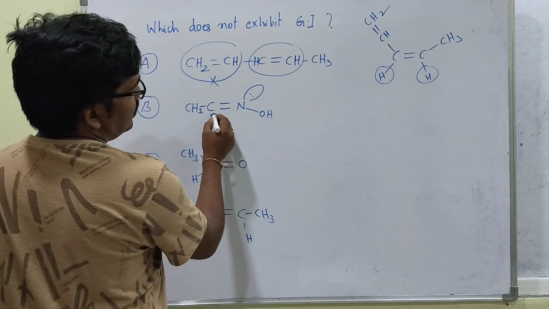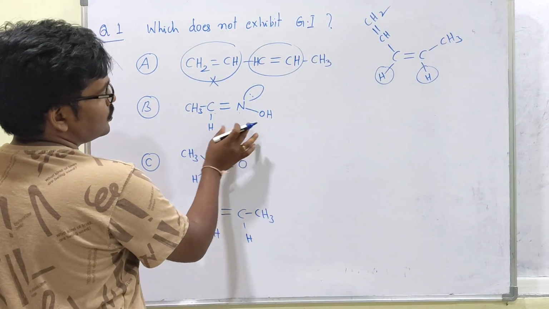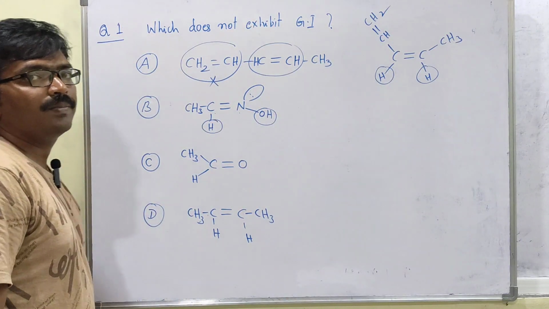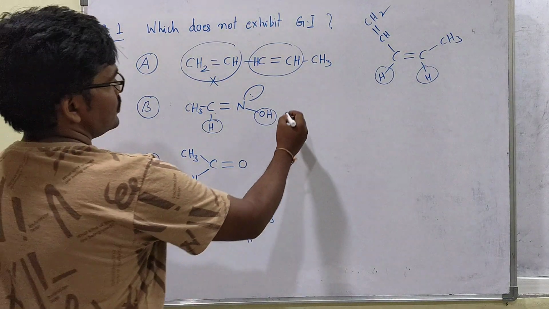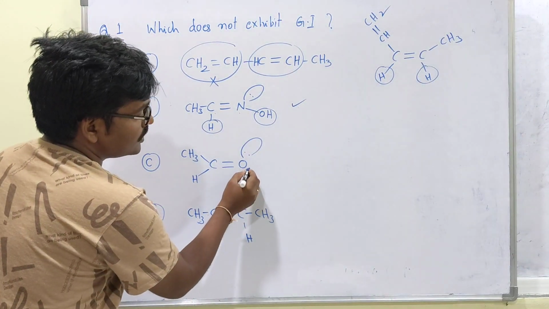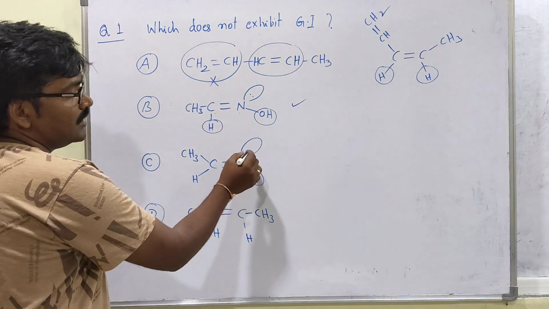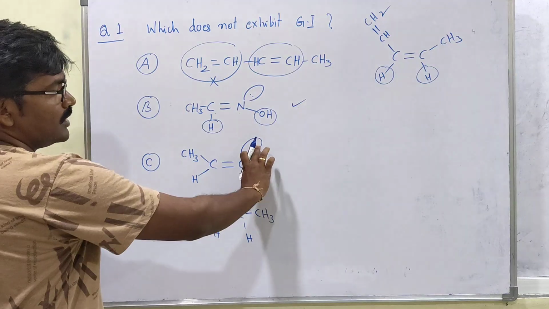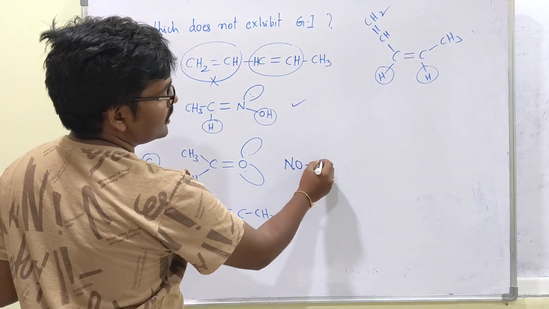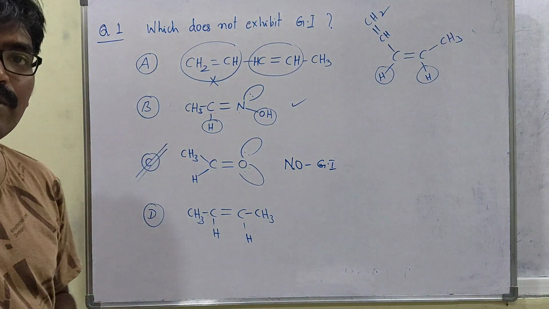Even this has a double bond with restricted rotation, then H and OH considered, so they are on the same side. Can it exhibit or not? Yes, it can exhibit. Here it cannot exhibit geometrical isomerism because electron density will be there on both sides. Oxygen is attached, here a lone pair and here a lone pair, the same kind of atoms, so you have to consider them as the same kind of atom. So it does not exhibit geometrical isomerism. Understand, my dear students?